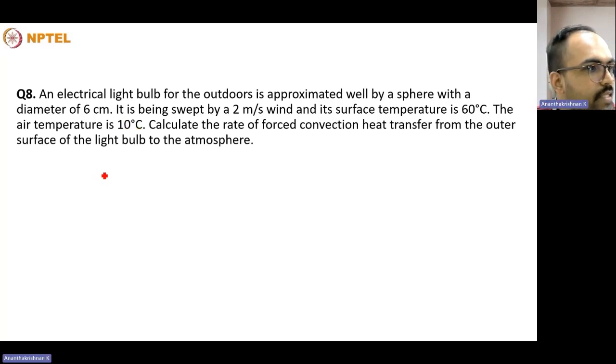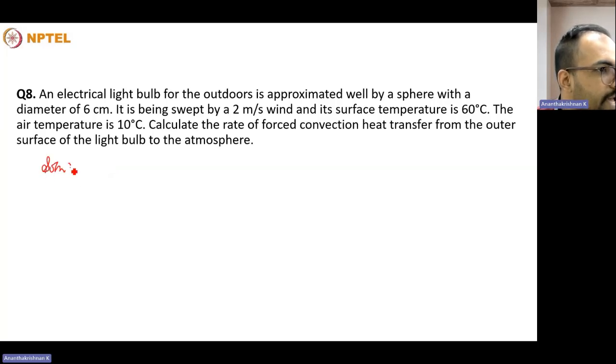So the question states: an electrical light bulb for the outdoors is approximated well by a sphere with a diameter of 6 centimeters. It is being swept by a 2 meter per second wind and its surface temperature is 60 degrees Celsius. The air temperature is 10 degrees Celsius. Calculate the rate of forced convection heat transfer from the outer surface of the light bulb to the atmosphere.